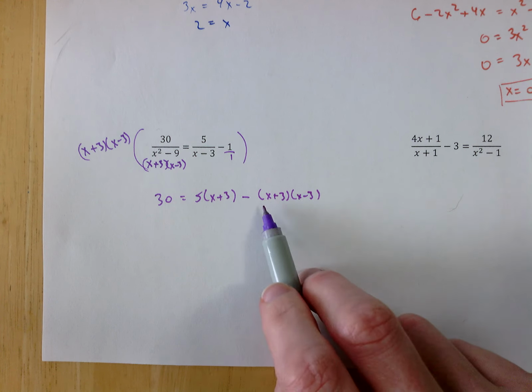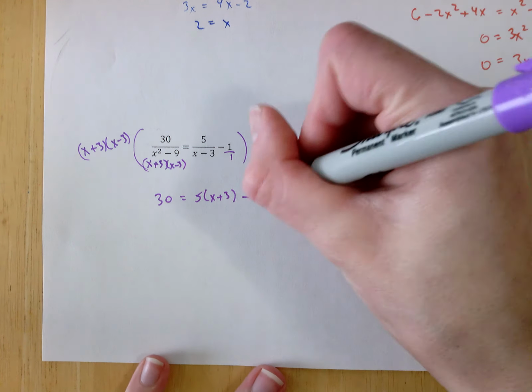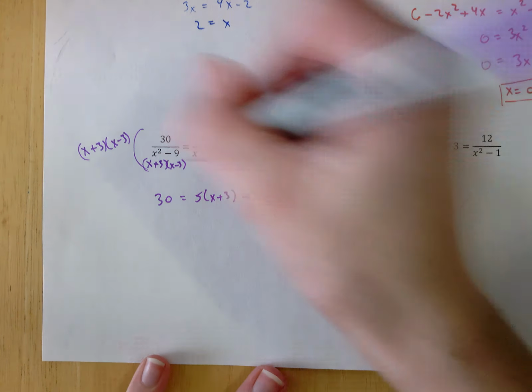Okay, but you know what I'm actually going to do is I know x plus 3 times x minus 3, right? I got that from right here. I'm just going to write x squared minus 9 instead. Save myself a step. All right, so now we're going to simplify this. So two distributive properties. It'll be 5x plus 15. Make sure you distribute that subtraction to both terms. That is a common mistake.